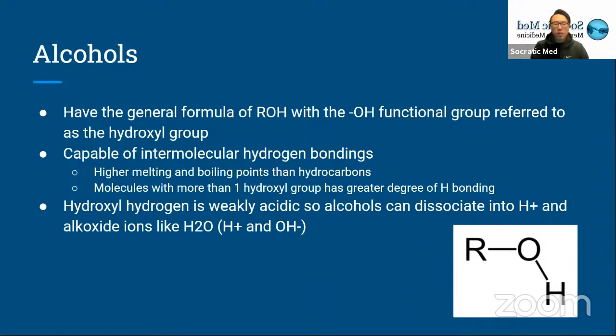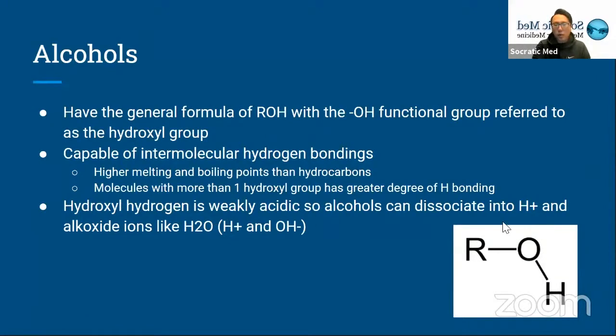So alcohols, they're capable of intermolecular hydrogen bonding. So this leads to higher melting points and boiling points compared to normal hydrocarbons. And molecules with more than one hydroxyl group, so the diols, they'll have a greater degree of hydrogen bonding just because there's two hydroxyl groups that are able to hydrogen bond.